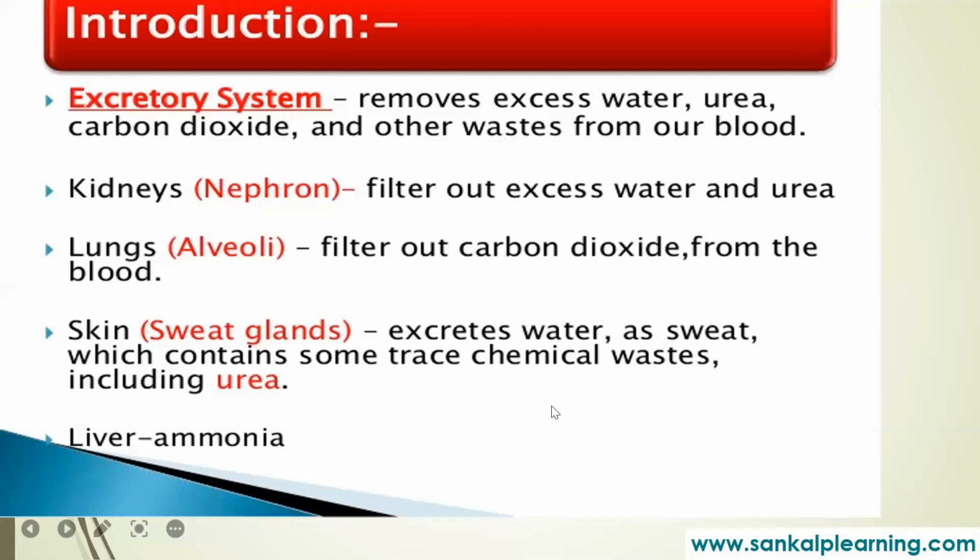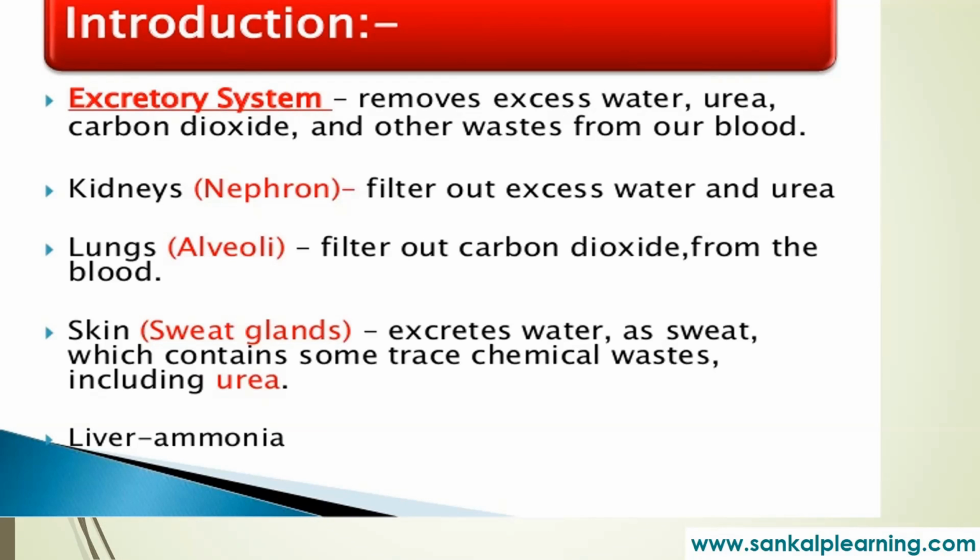So overall, the excretory system. What is the excretory system? It removes excess water, which is extra in our body. Urea is a nitrogenous waste. The waste usually formed from all the cells will be in the form of nitrogenous compounds, especially most of the waste. That is called urea. Then we have carbon dioxide and other waste from the blood. It might be torn out cells, cell debris, that is waste of a cell.